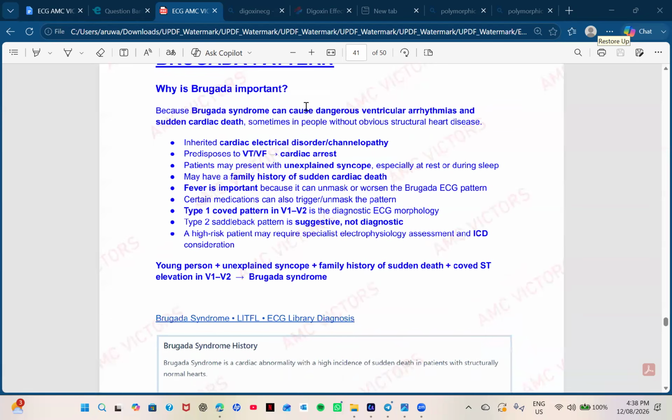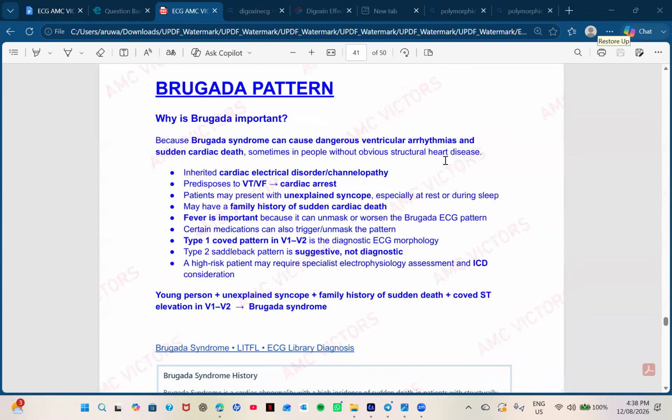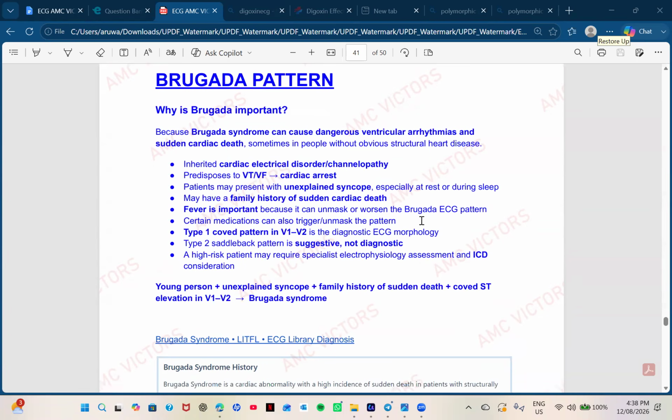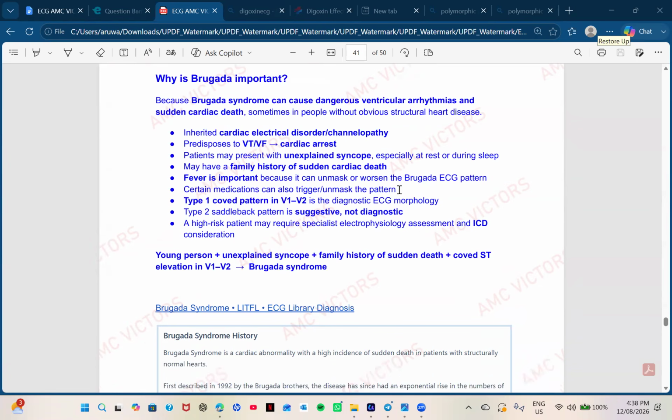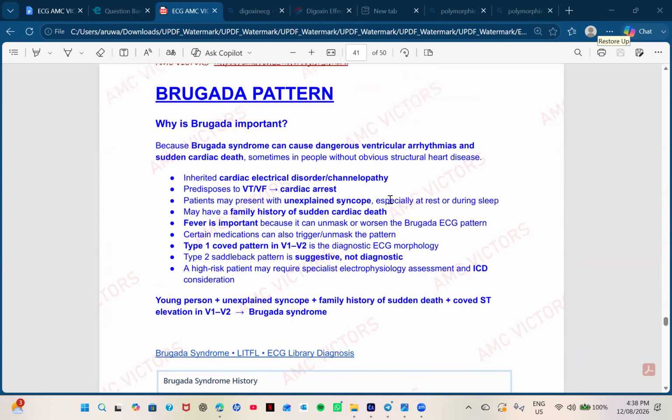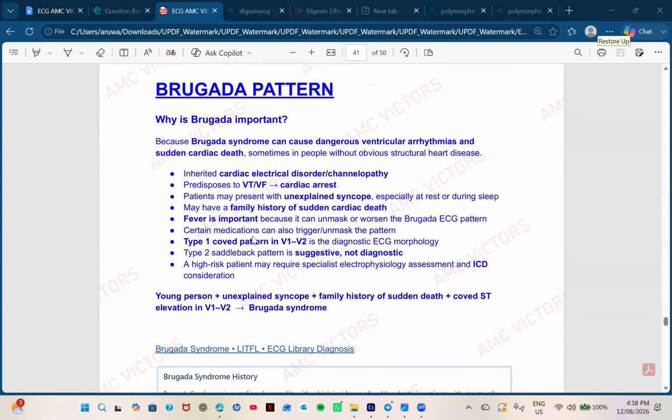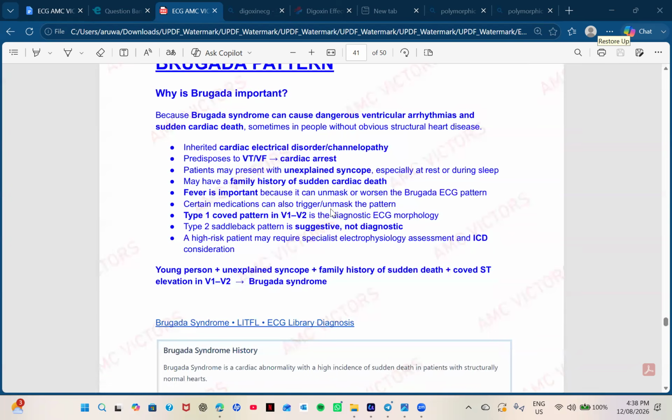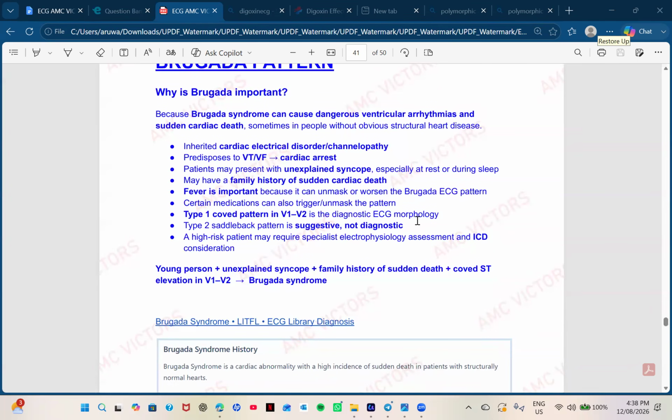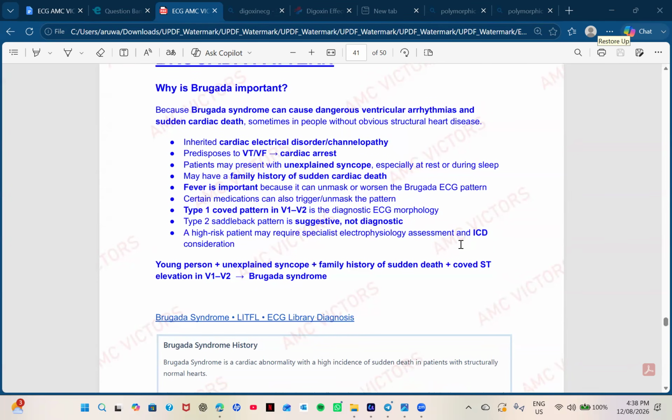Why is Brugada very important? Brugada syndrome can cause dangerous ventricular arrhythmias and sudden cardiac death, right? That is why Brugada is important. It's an inherited cardiac electrical disorder due to a channelopathy, predisposed to VT or VF, and that can cause cardiac arrest. Patients may present with unexplained syncope, especially at rest or during sleep, and may have a family history of sudden cardiac death. Fever is important because it can unmask or worsen the Brugada ECG pattern, right?